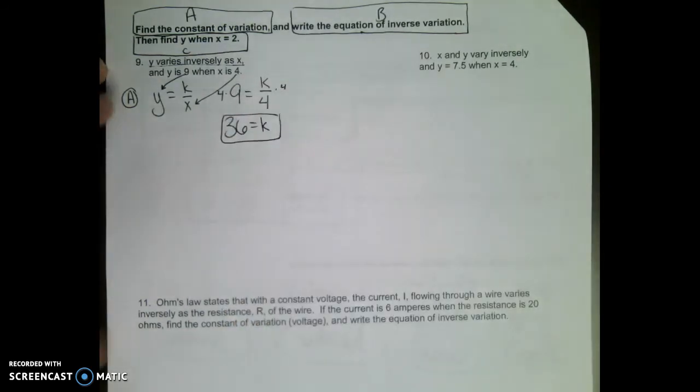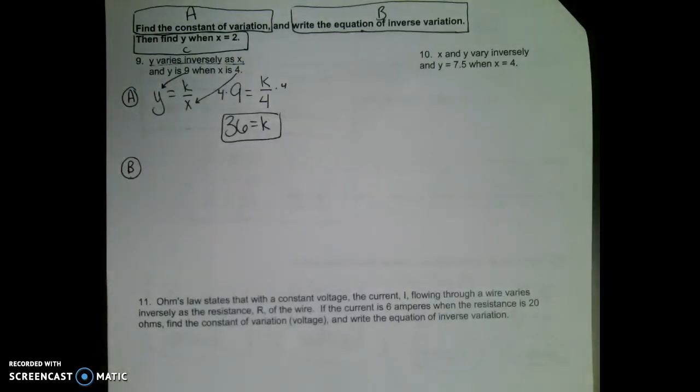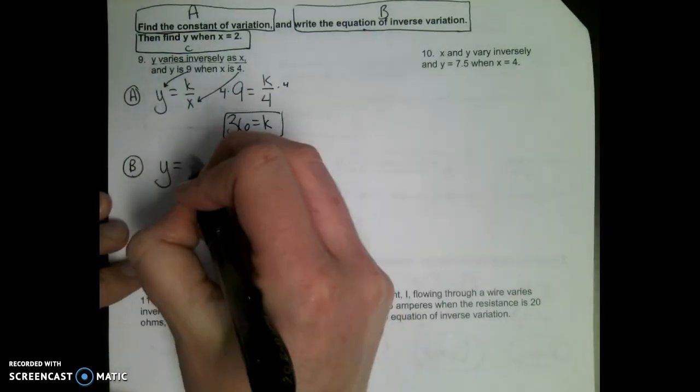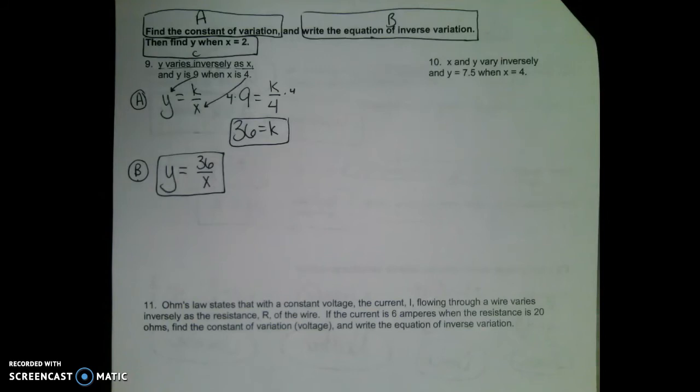So, part A, find the constant of variation. We found out that our constant of variation, k, is 36. Part B, this is the part that everybody forgets to do. Write the equation of inverse variation. Y equals 36 divided by x. That's it. That's all. It's super easy. Don't forget to do it.